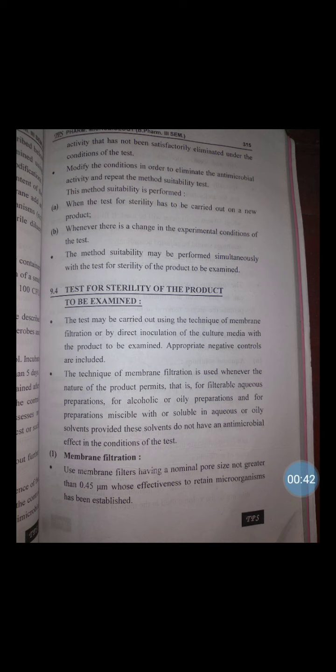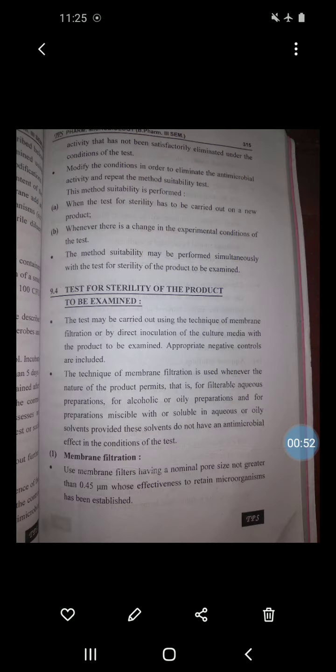The technique of membrane filtration is used whenever the nature of the product permits, that is for filtrable aqueous preparations, for alcoholic preparations, for oily preparations, and for preparations which are miscible or soluble with aqueous or oily solvents, provided the solvent does not have an antimicrobial effect in the conditions of the test.